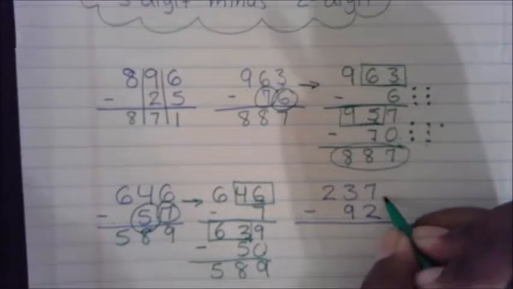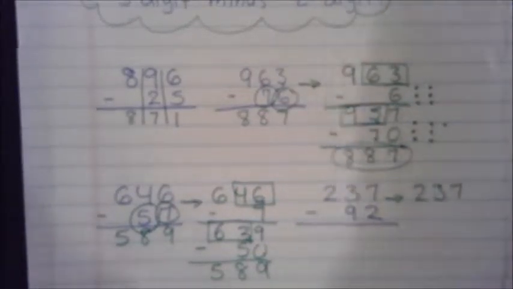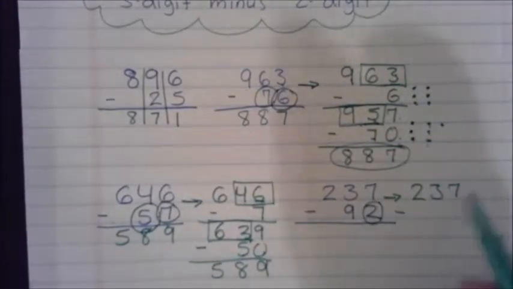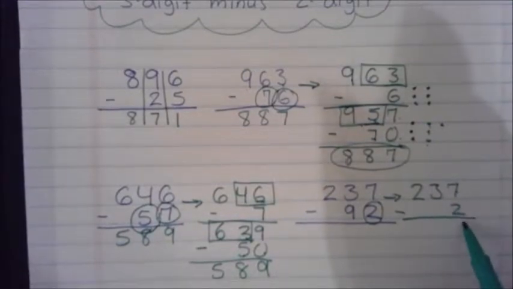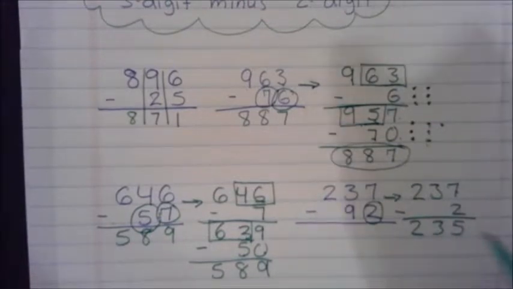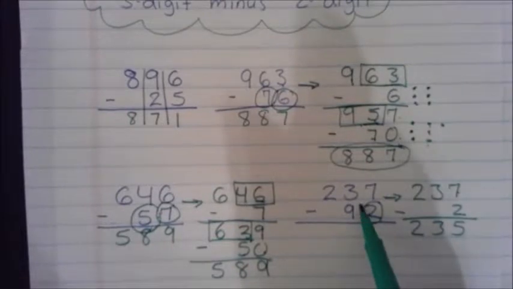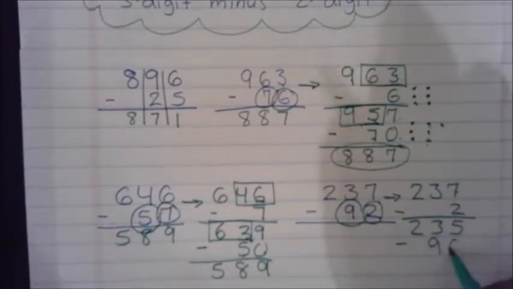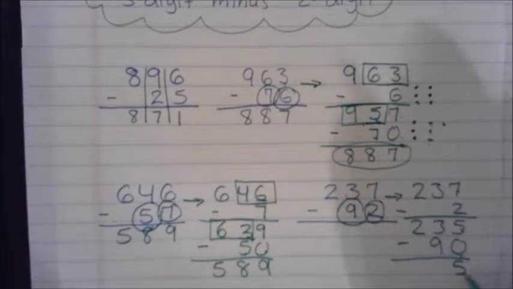So I'm going to come out here on the side and rewrite this problem as 237. And we're going to start in the ones place. We're going to take away 2. Which we already know. 7 take away 2 is 5. And then we can bring down 230. So we end up with 235. Then I'm going to take away the tens place. A 9 in the tens place has a value of 90.